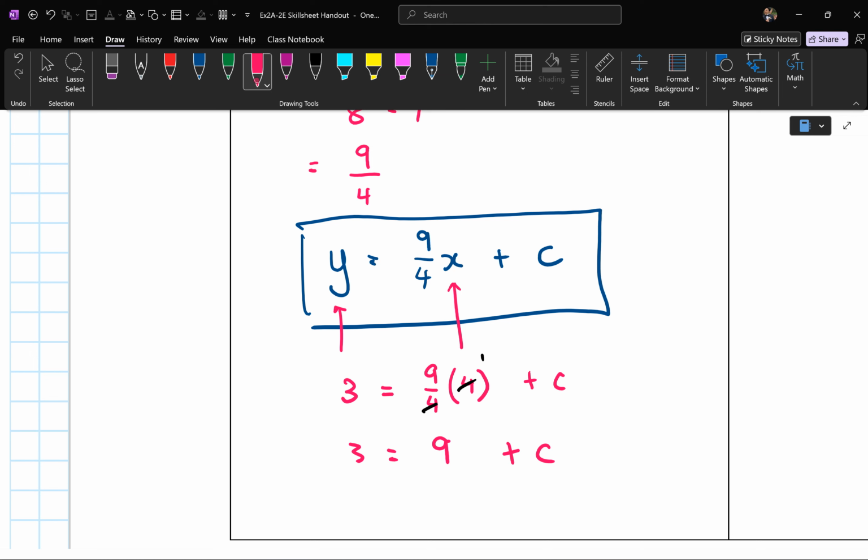Plus C. And then finally, we want to know what C is. So how do I get C? What do I do? Balance the equation. What's the next technique? Let's go with Ben. Very good. That's a positive 9. So the opposite of positive 9 is minus 9. Minus 9 on both sides. 9 take away 9 is 0, so that cancels out. I've got C left over. And then 3 take away 9 is negative 6.